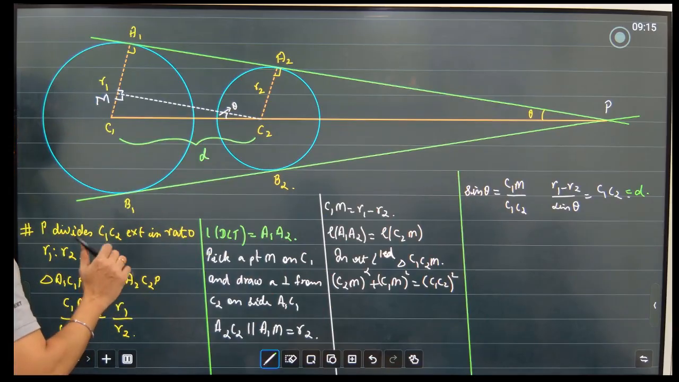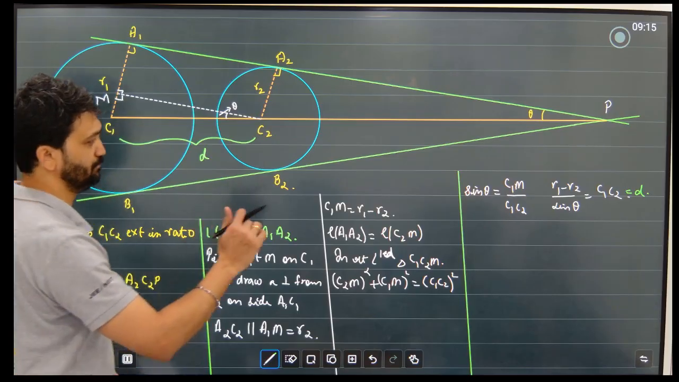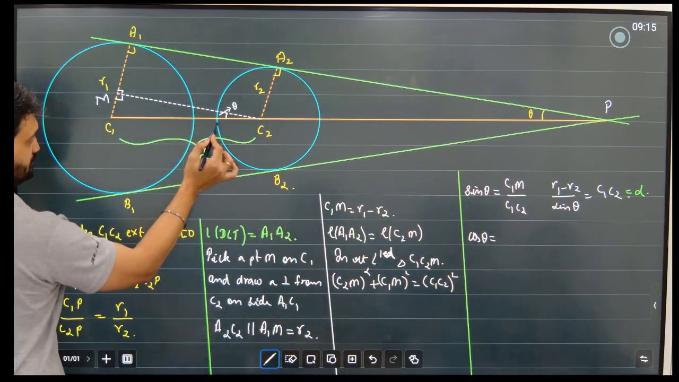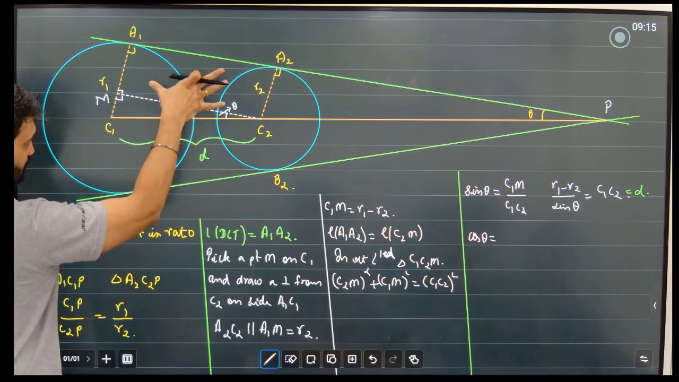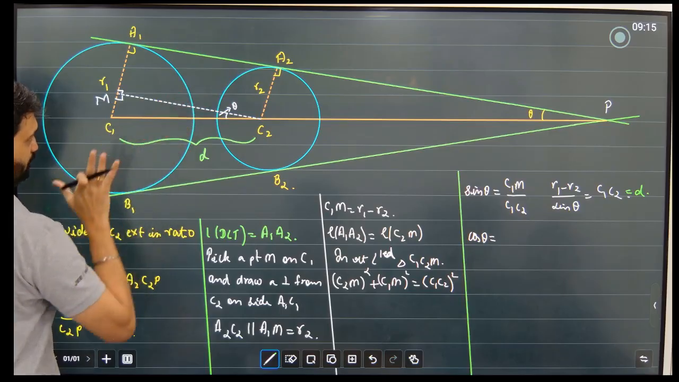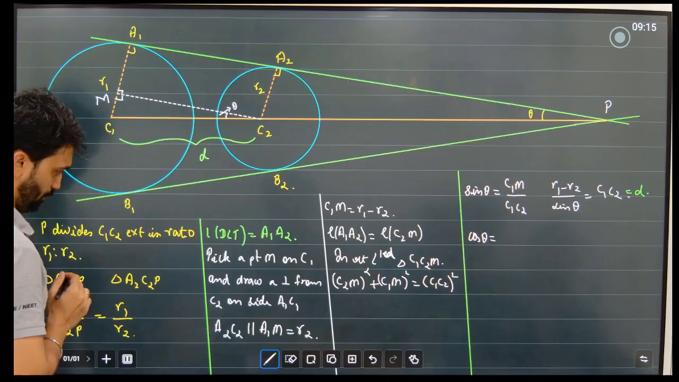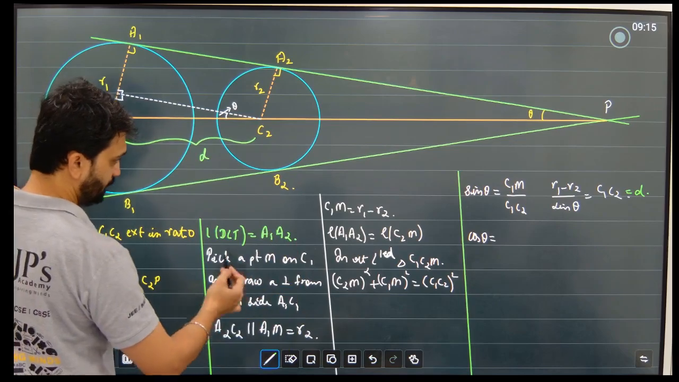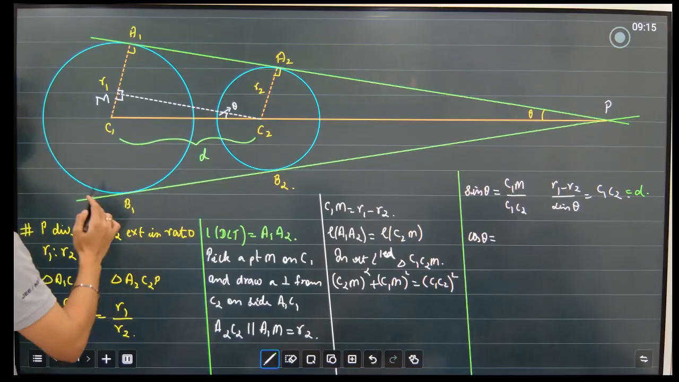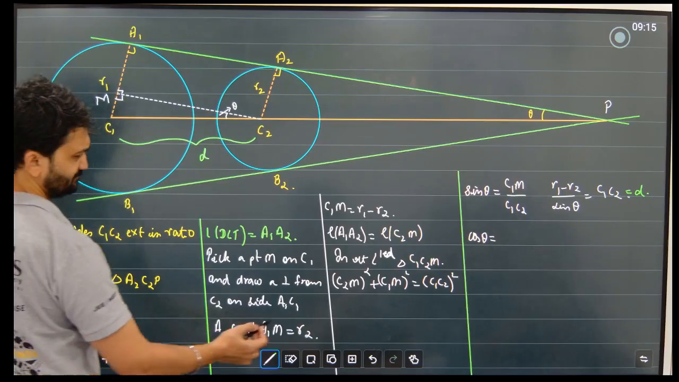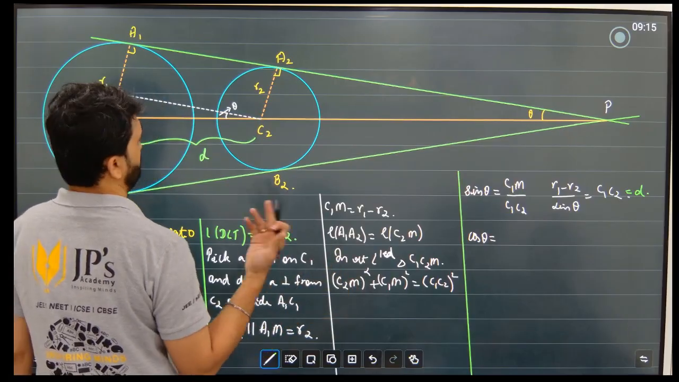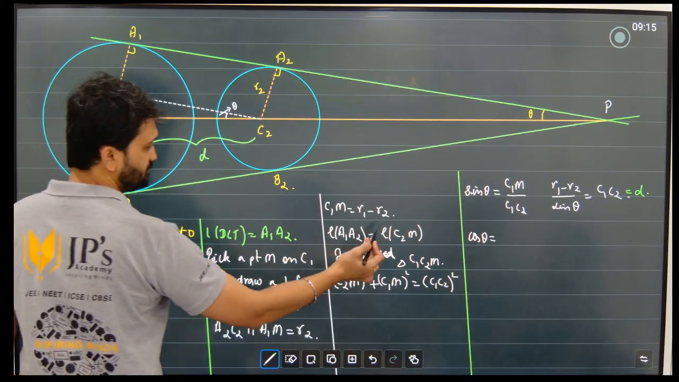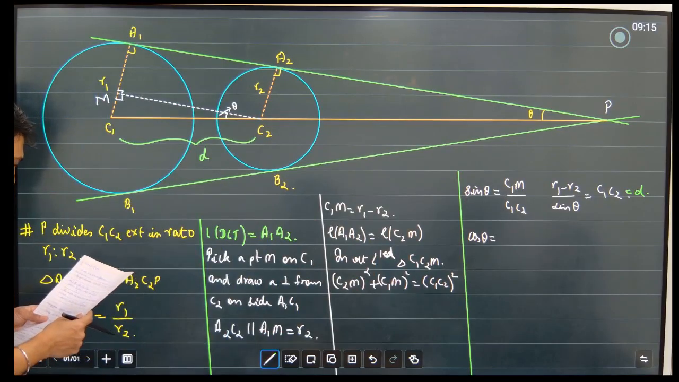One more thing. If I have to find cos theta, say this is theta, what will be cos theta? Adjacent upon hypotenuse. What is adjacent? C2M. Do I have C2M? C2M is not there. But can I find C2M? Isn't C2M the same as C1? C2M is nothing but A1 A2. Look, C1 C2 is nothing but A1 A2. Did you understand this?